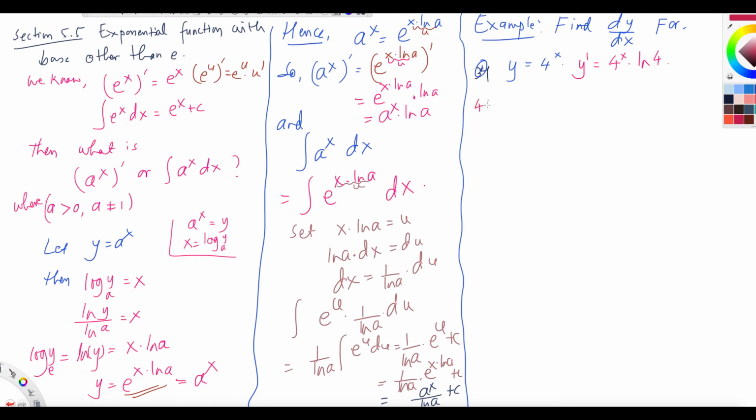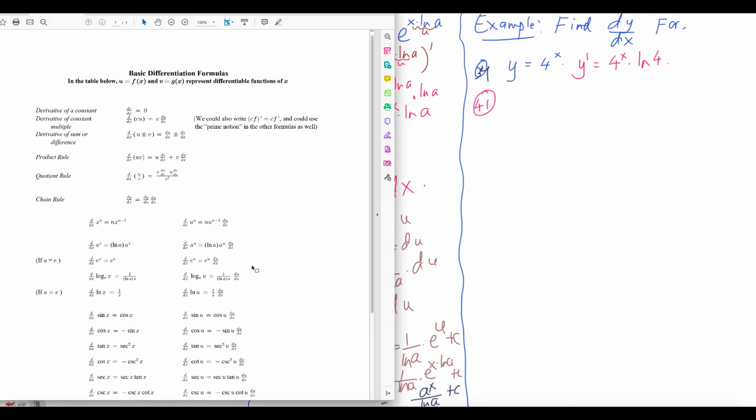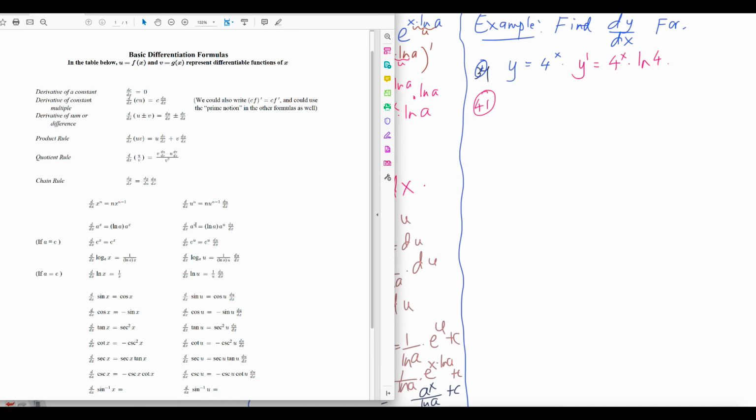Let us do number 41. Basically, if you want to find the derivative of a to the u, let me show you the formula sheet for the derivatives. That derivative table has the derivative of a to the u. What is the derivative of a to the u? It is a to the u times ln a and then times u prime, right?